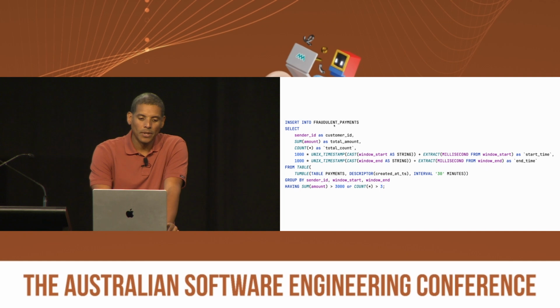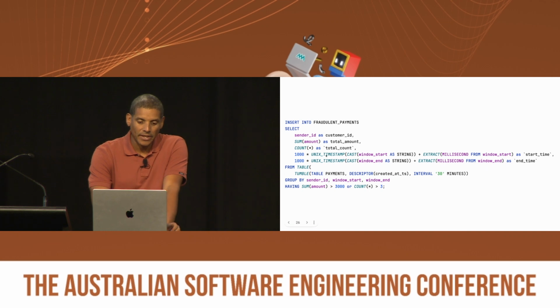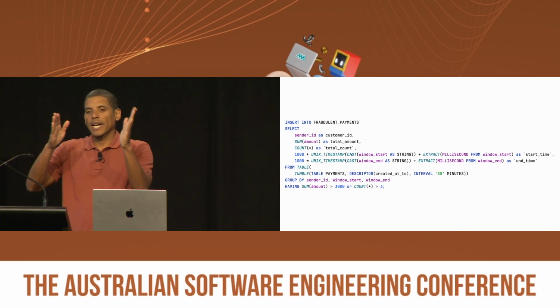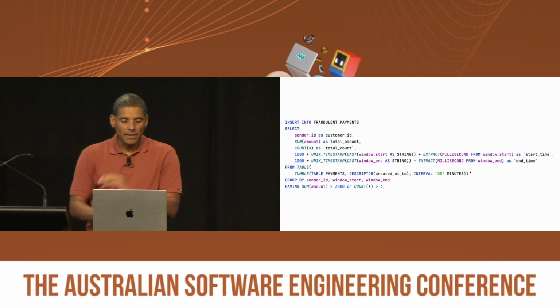If you're familiar with SQL, you can say that I want to get the sender ID, add the total amount, and also count the number of transactions for that sender. And these last two lines just define the start and end time of the window. Then we do a tumble window with an interval of 30 minutes.